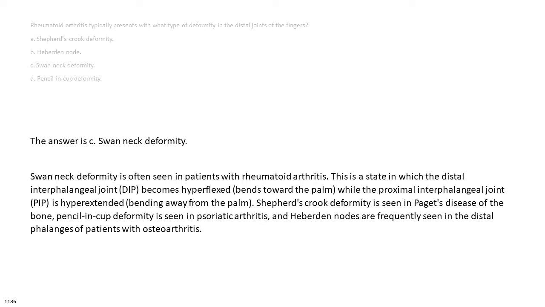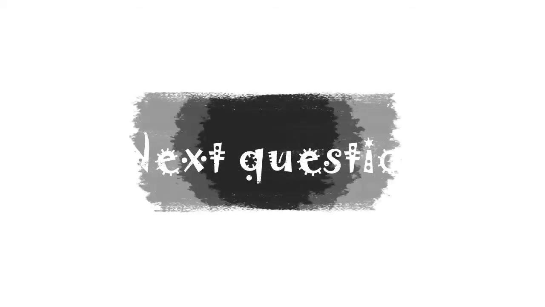Shepherd's crook deformity is seen in Paget's disease of the bone, pencil in cup deformity is seen in psoriatic arthritis, and Heberden nodes are frequently seen in the distal phalanges of patients with osteoarthritis.